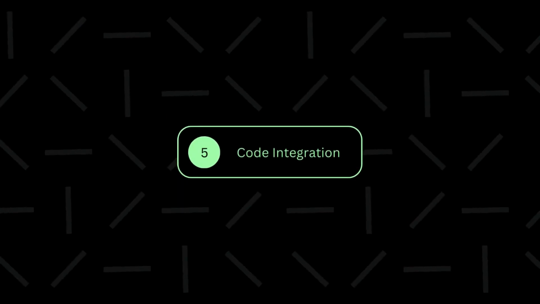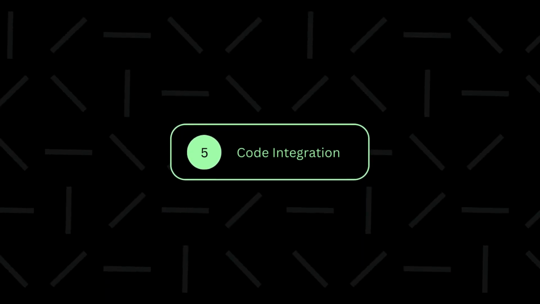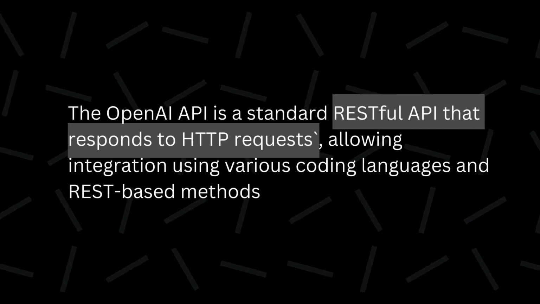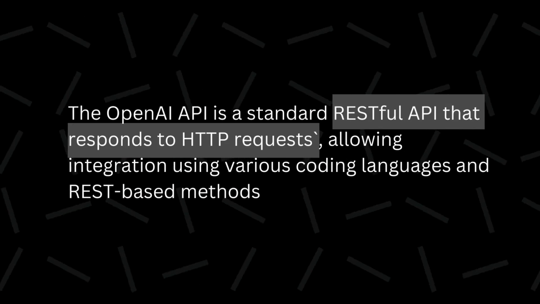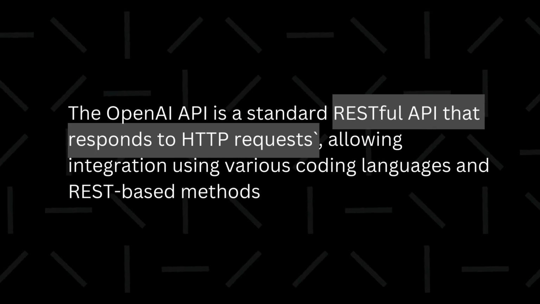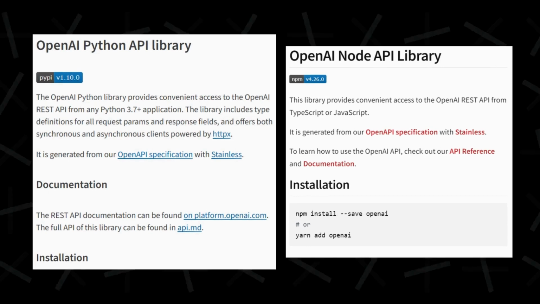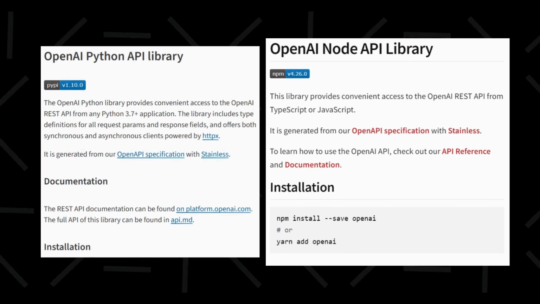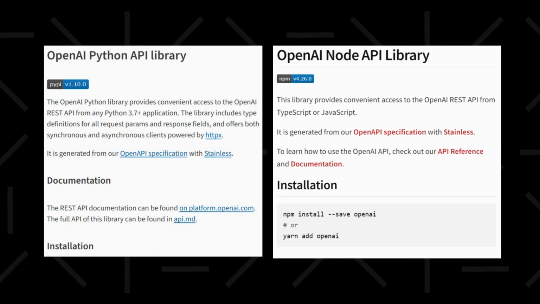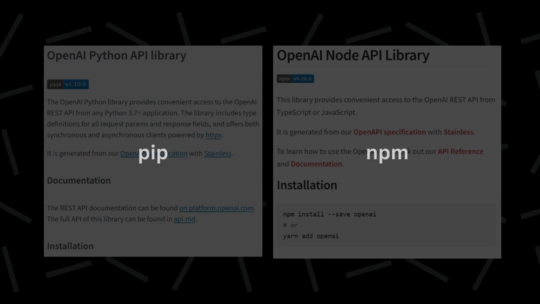The last step is code integration. We can easily call OpenAI API in our code. The OpenAI API is a standard RESTful API that responds to HTTP requests, allowing integration using various coding languages and REST-based methods. OpenAI API provides specialized libraries for Python and Node.js. These libraries named OpenAI can be added to your project with the help of a package manager like pip for Python and npm for Node.js.